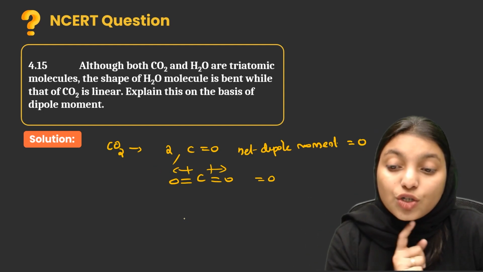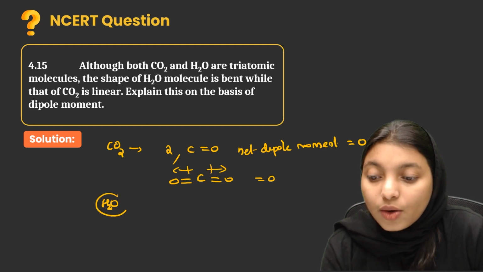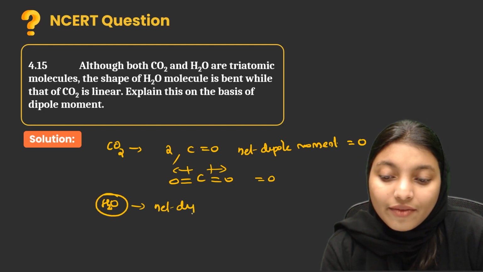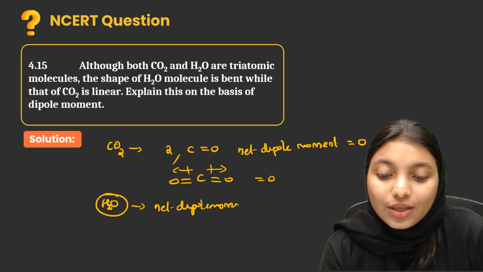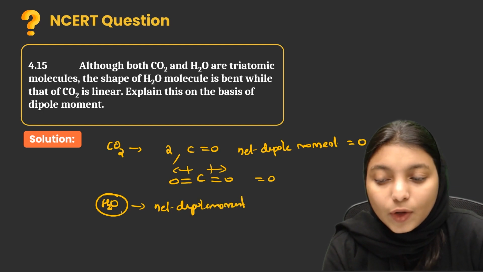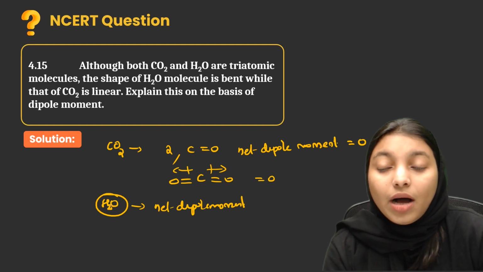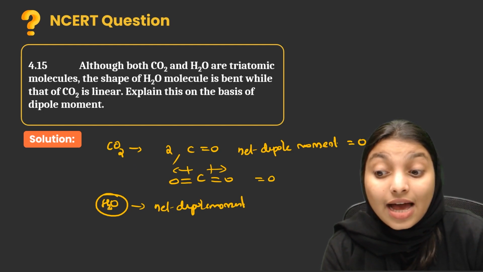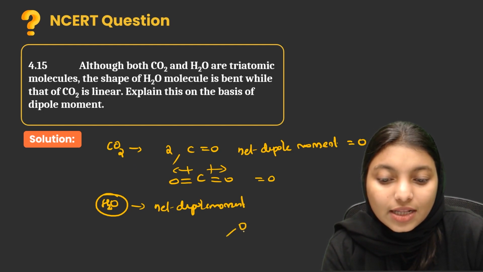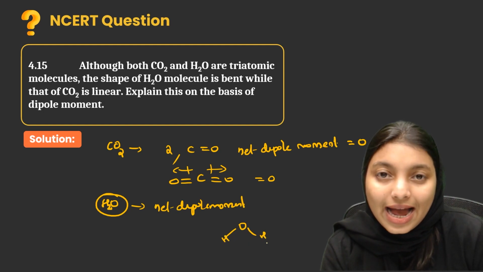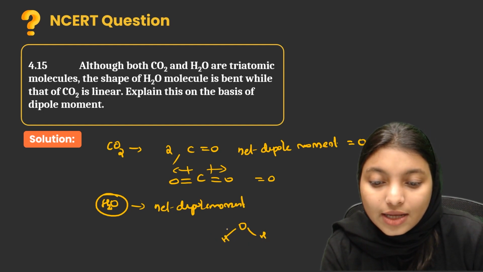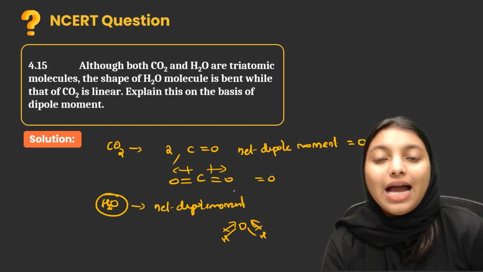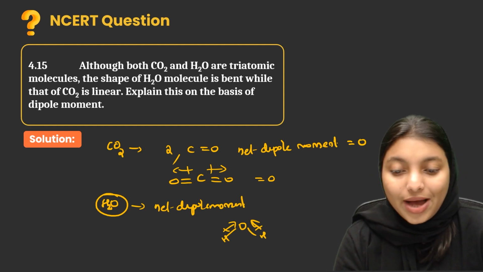But when it comes to water, what is happening there? They have a net dipole moment value. That means they are not linear. Since it is the same atom bonded with oxygen and they are not linear, they have a net dipole moment. So we expect the molecule to have a bent shape, because the structure will be like this. So these two will get added up and it will have a particular dipole moment value.